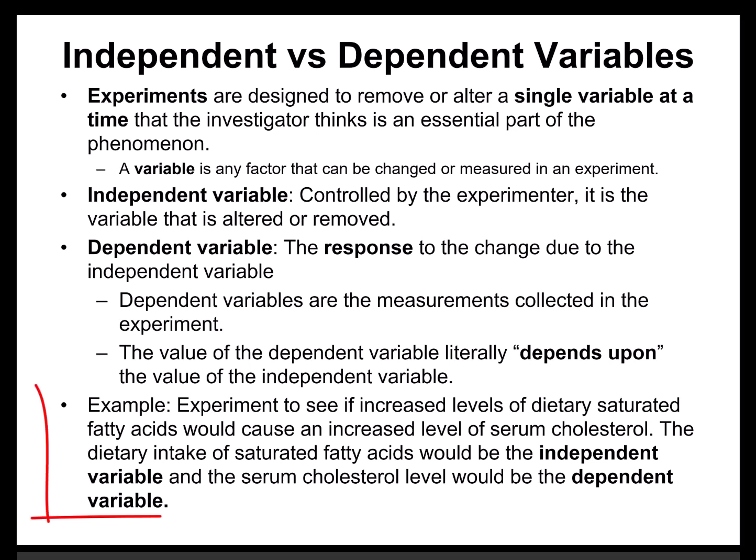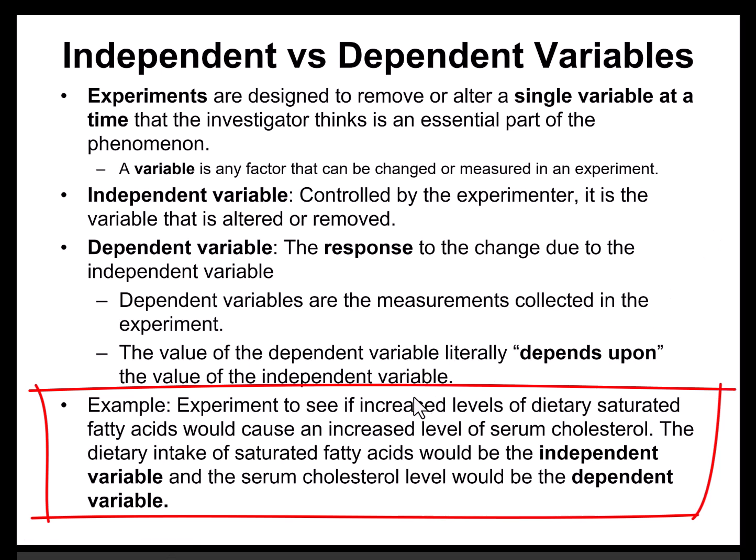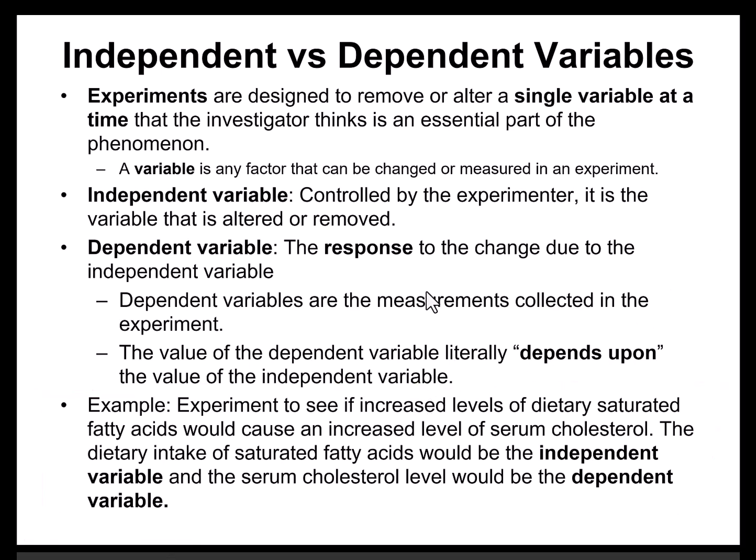Another example. Let's say you're an experimenter, you're a researcher, and you wanted to see if an increased level of dietary saturated fatty acids would cause an increased level of serum cholesterol. So the dietary intake of the saturated fats would be the independent variable because that's what the researcher is changing. And then the level of cholesterol in the individuals who are receiving those saturated fats would be the dependent variable.